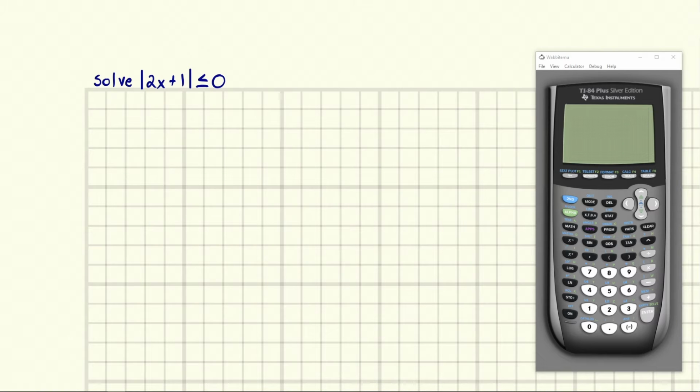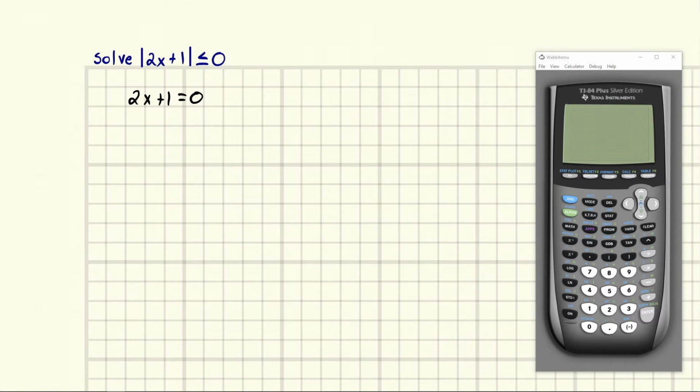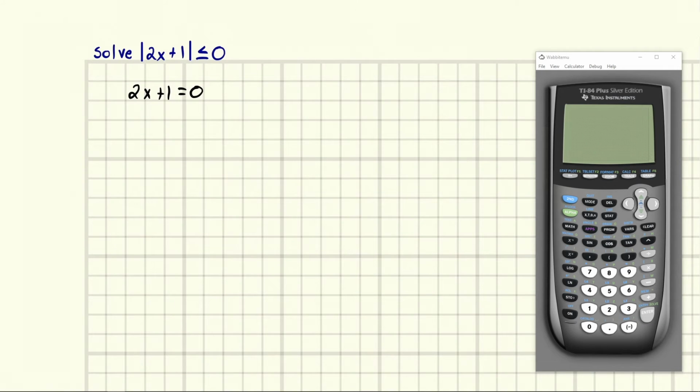But there is one number that can still work. That's because of this equals sign. Equals means that if this is 0, well, 0 equals 0, and that's true. Any other number, 1, 2, 3, 4, or negative 1, 2, 3, 4, will always be greater than 0 because of the absolute value. So we see here that there's only one number that can work, and that's 2x plus 1 equals 0. It's the only situation that can possibly make this true.